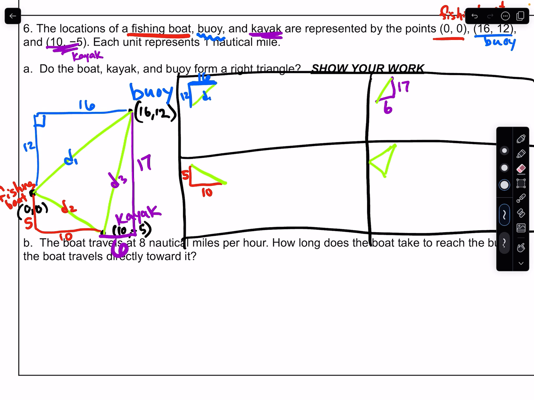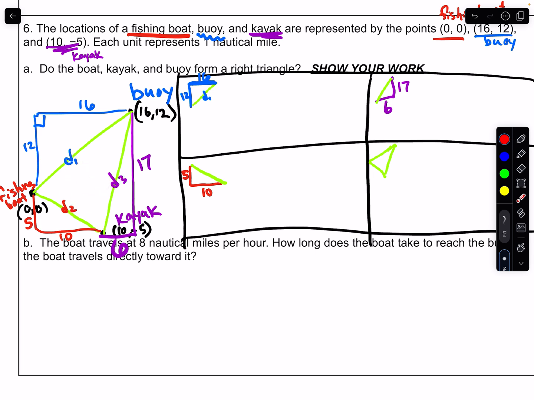So what I need to do is form this blue triangle first here. Let me back up. What I need to do is find out what is the length of this side here. I'm going to call it distance 1, D1, between the fishing boat and the buoy. And what is the length of D2? And what is the length of D3? If only I knew those 3 lengths, I could see if one squared plus the other squared was equal to the third squared. And that would help me answer my question. So that means we need to find what D1, D2, and D3 are.